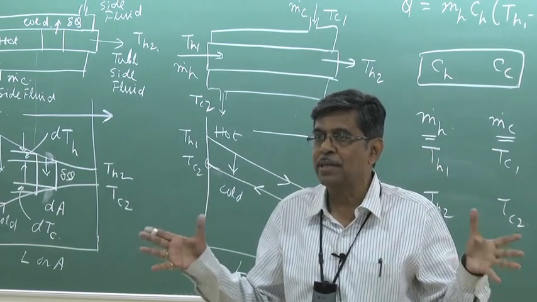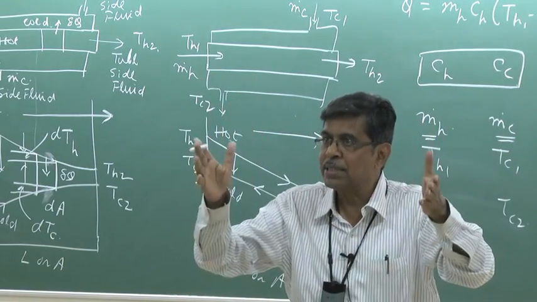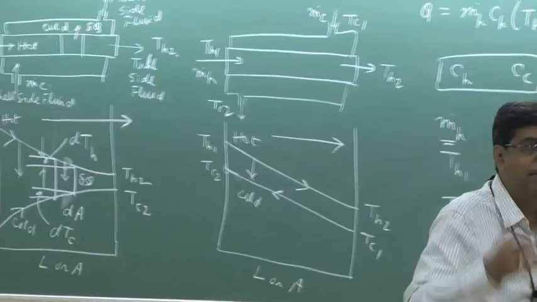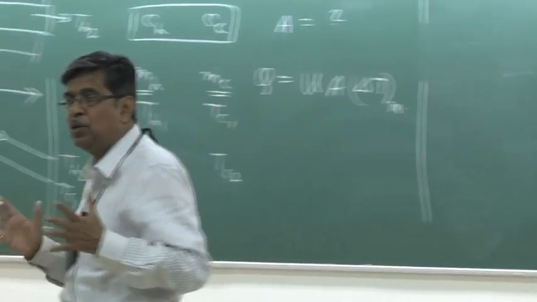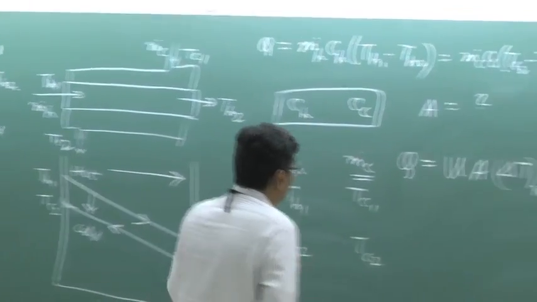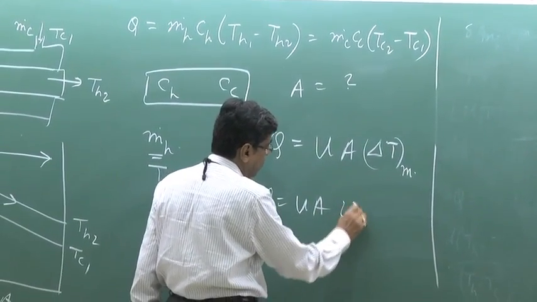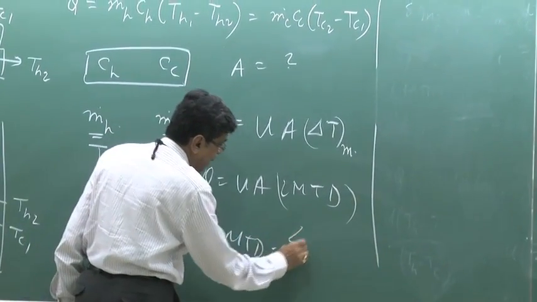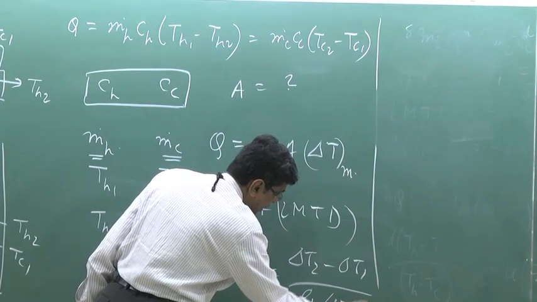The entire heat load is given. Q is known. That means explicitly m_h, m_c, Th1, Th2, Tc1, Tc2 are all known. Then we find out the area, since we know the LMTD. So using the LMTD method we can find it out. But if it is the other way, the area is given, and now this ΔTm is the LMTD, and the LMTD is what? LMTD is (ΔT2 − ΔT1)/ln(ΔT2/ΔT1).